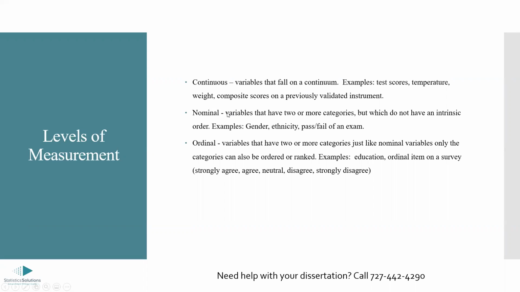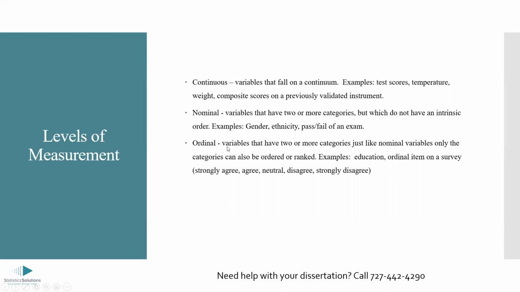A nominal variable is one that has categories. So you have two or more categories. It's not numeric, but you have discrete groups. So examples of this: gender, ethnicity, or passing and failing of an exam. Notice that these don't have an intrinsic order. There isn't a hierarchy. You have discrete groups, male and female, white, black, Asian, Hispanic for ethnicity, and passing and failing of an exam. You have discrete possibilities.